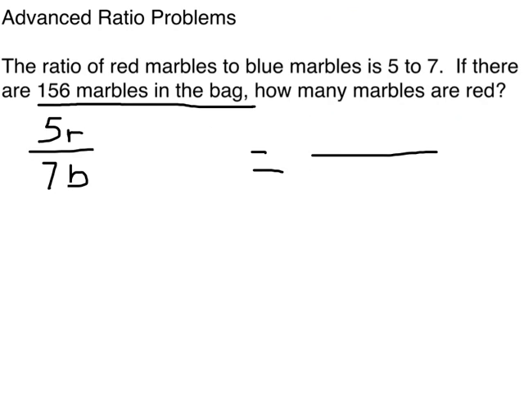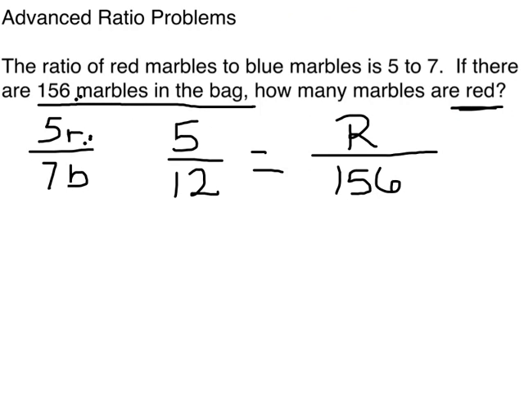Alright, what I need to do is find a total, because the 156 is the total number of marbles in the bag. So it's going to go on the bottom, but so that it can be equal to in a ratio, I need the total of my ratio. So I add the 5 and the 7 and I get 12. So 12 corresponds to 156. They both stand for the total marbles in the bag. But now it's asking me how many are red. So I'm going to use the 5, and I'm just going to use an R here for red.